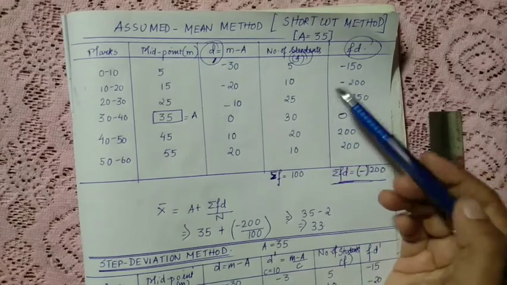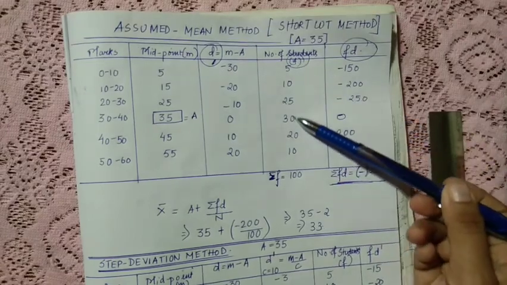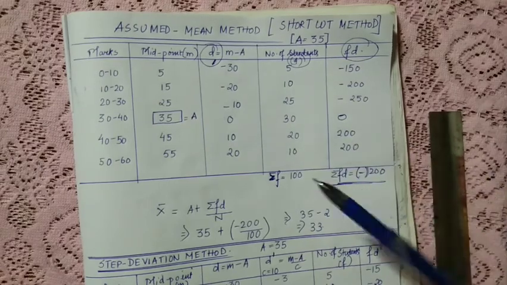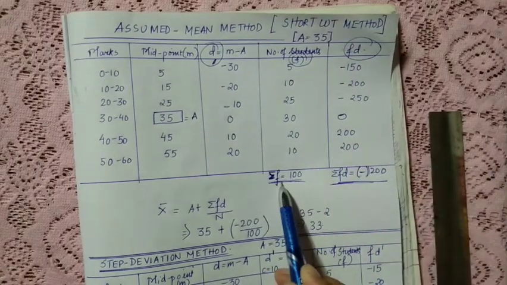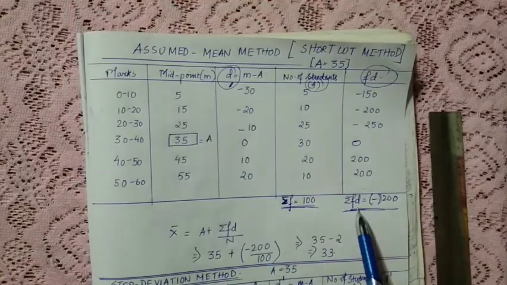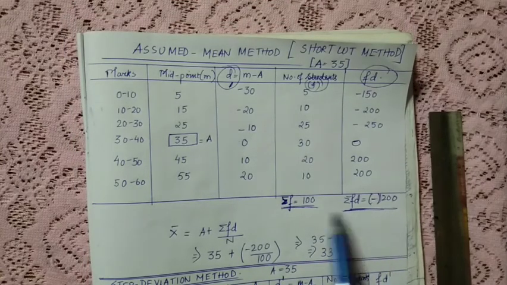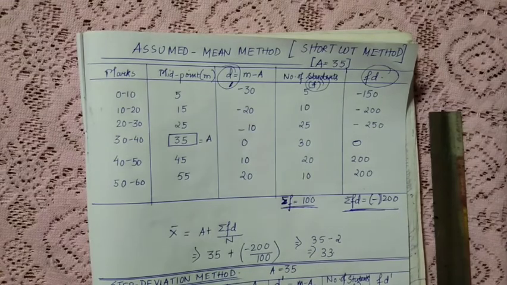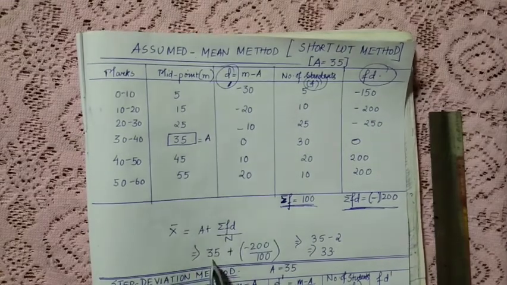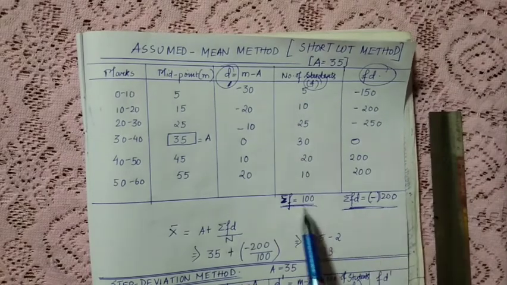Also, you need to find out the value of f. Just add up all the values and you will get sigma f, that is 100. Now, how to find out the mean? Divide sigma fd by sigma f and add the assumed mean. The assumed mean value is 35, so assumed mean plus this divided by this.